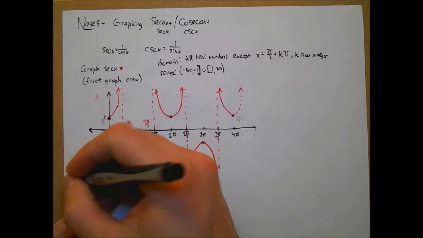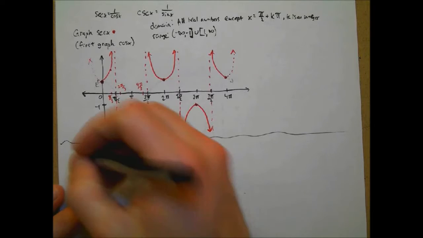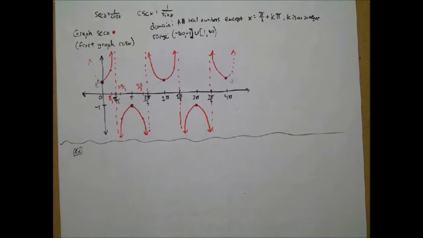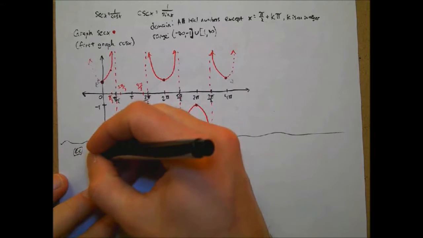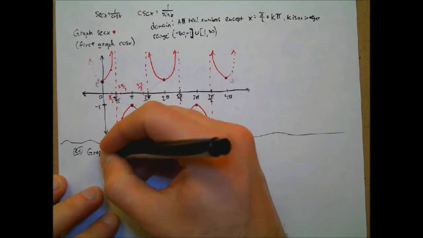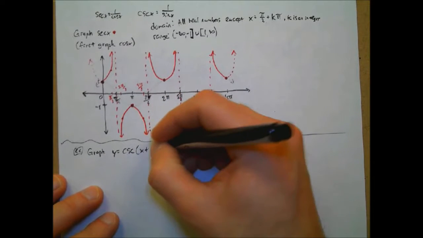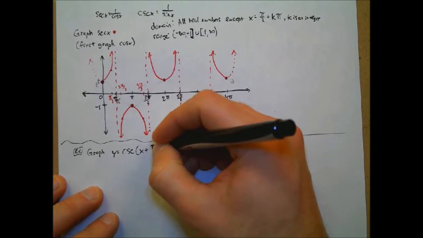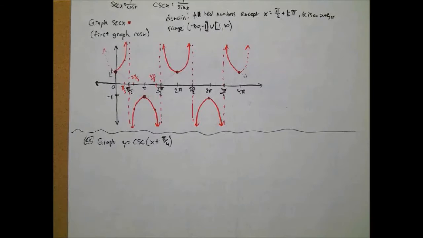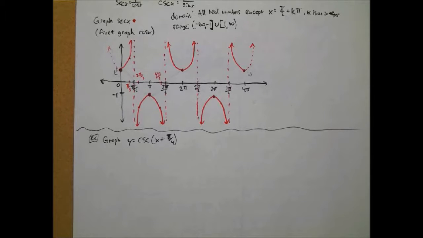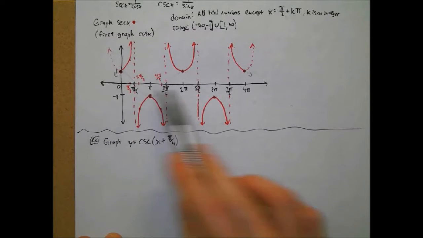Okay, so let's do cosecant of x plus pi over 4. So I'll do a cosecant here, but it's going to be shifted by pi over 4. Now, of course, for cosecant and secant, we really don't talk about an amplitude here. You could talk about its period, though. This thing does repeat every 2 pi, the original one does repeat every 2 pi.